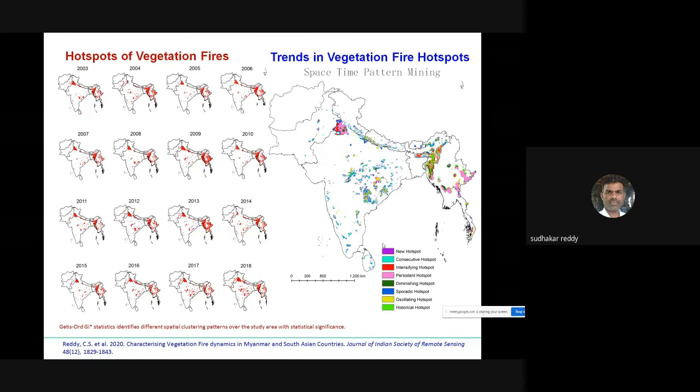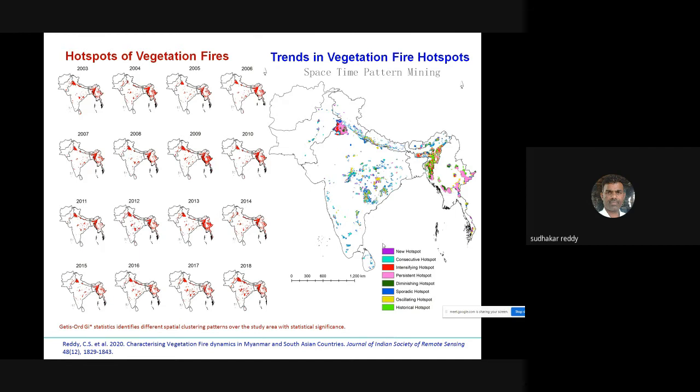The map on the right side clearly identifies the persistent hotspots, mostly in Punjab and Haryana, and Myanmar. It means that from 2003 to 2018, those areas show a regular recurrence of fire locations. In some places there are intensifying hotspots, mostly in parts of Northeast India, like Meghalaya, Nagaland, and Mizoram. So it means the number of fire incidents is increasing year by year in a given region.